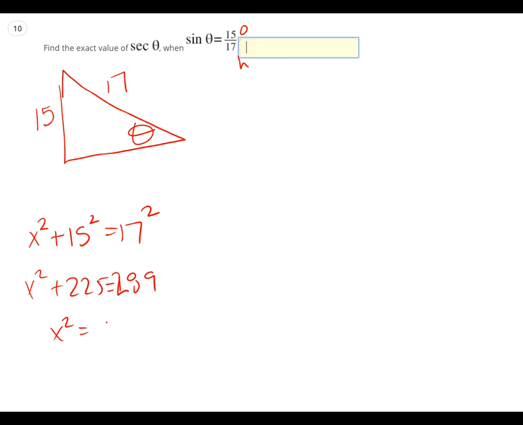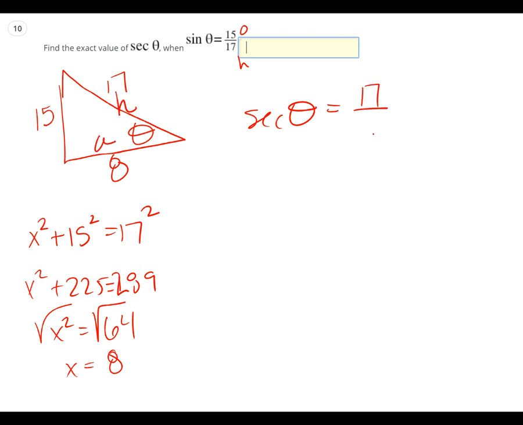So we're going to move the 225. Subtract it, so it's 289 minus 225. 64. And I'm going to undo this square by doing what? Square root. What am I going to do now? Do I need a plus minus on this? No, we don't get a plus minus because it's not a part of geometry like that, right? It's square root of 64. 8. Okay. That was important because in order to get secant, I need the adjacent, right? So secant is what in SOHCAHTOA? Hypotenuse over adjacent. So my hypotenuse is 17, my adjacent is 8.